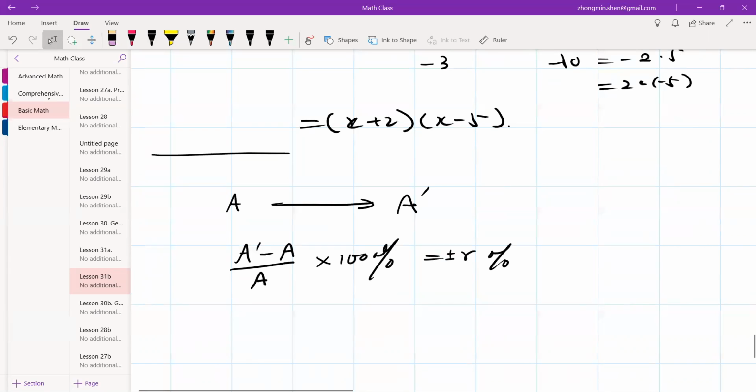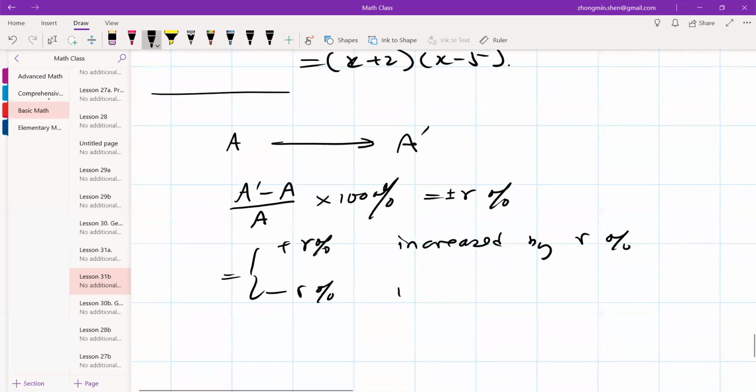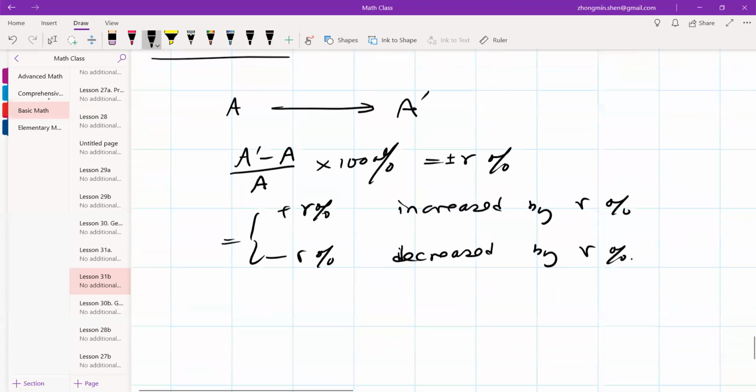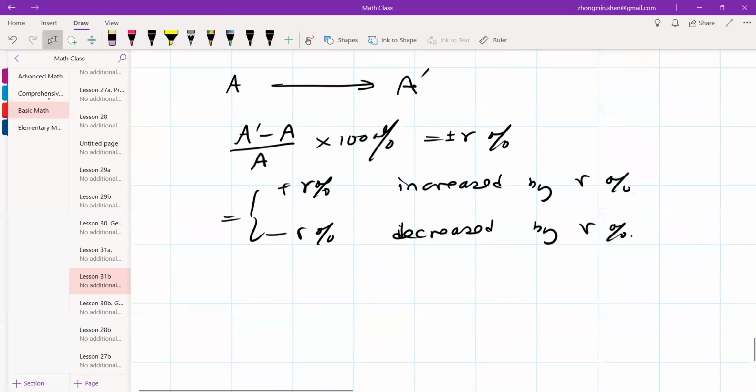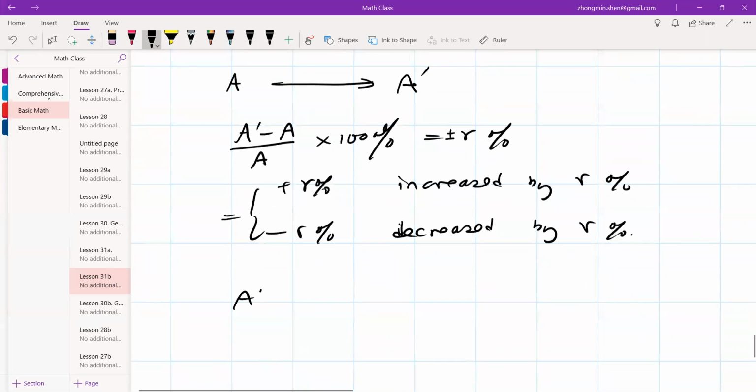So that's two cases. If it is positive R%, then we say that it increased by R%. If you get negative R%, then we can say that it decreased by R%. All right, so now look at this identity. You can divide both sides by 100, so it's R over 100. This is the ratio.